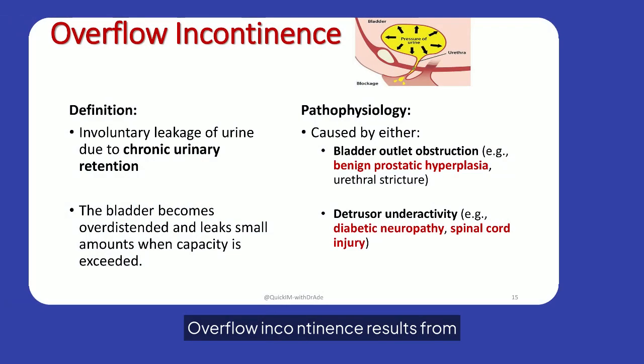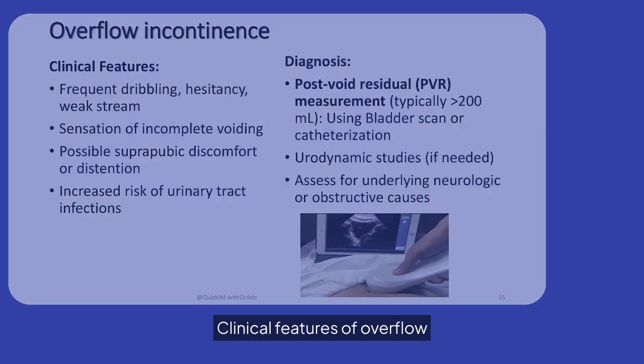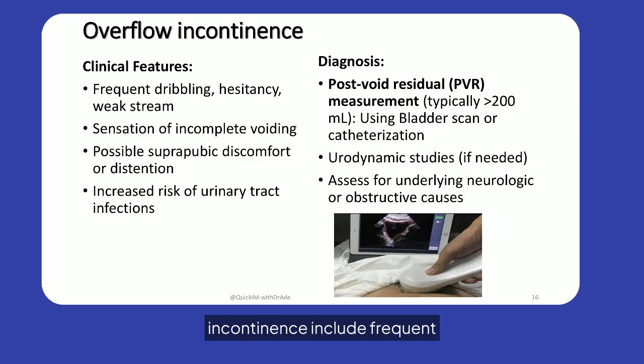Overflow incontinence results from chronic urinary retention, often due to bladder outlet obstruction, such as in prostate enlargement or detrusor underactivity. The bladder becomes overdistended, leading to small amounts of leakage. Clinical features of overflow incontinence include frequent dribbling and weak stream.